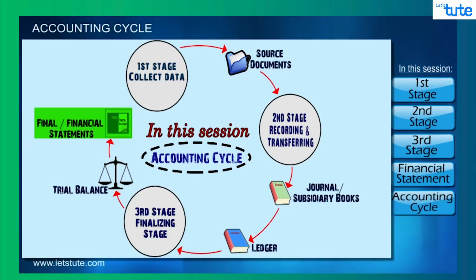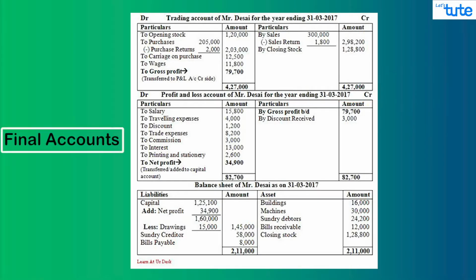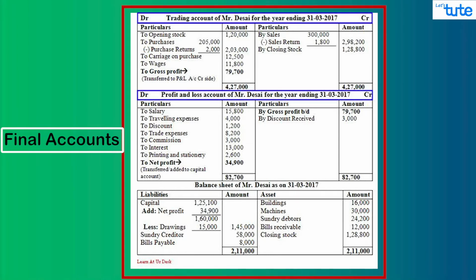Final accounts is the last step of accounting process, that is after journal or subsidiary books, ledgers are prepared. Then from that trial balance is drafted, and from the trial balance and additional information, that is adjustments, final accounts of the enterprise is prepared, which consist of trading account, profit and loss account and balance sheet.